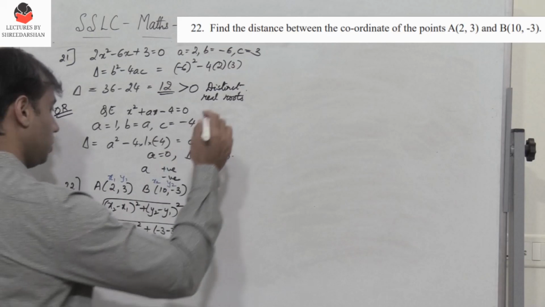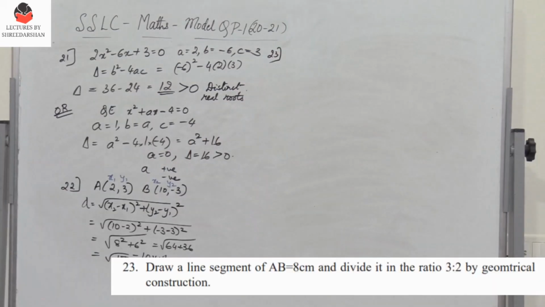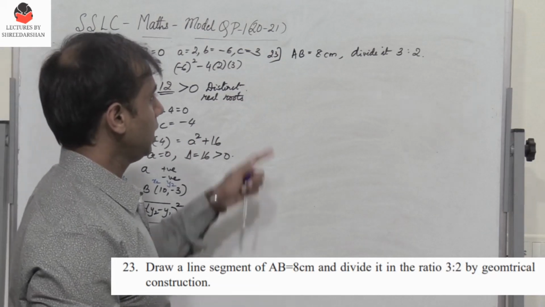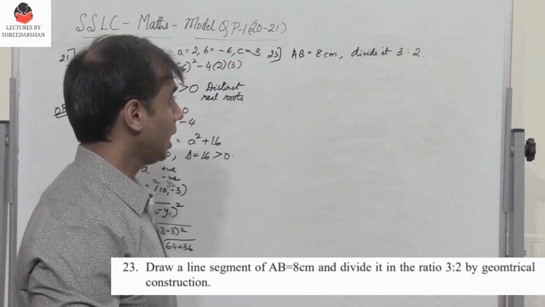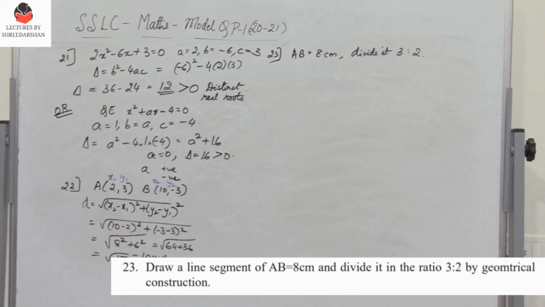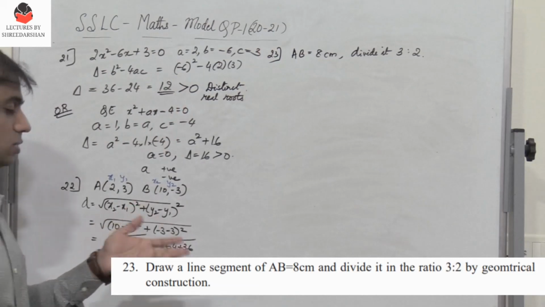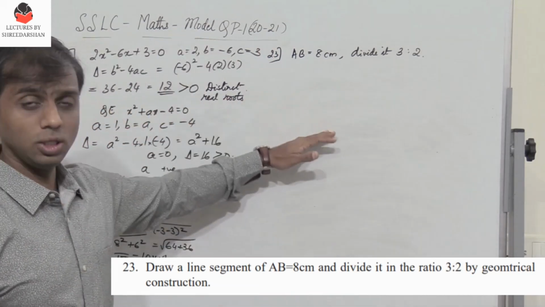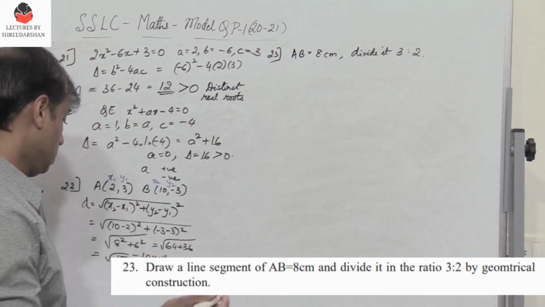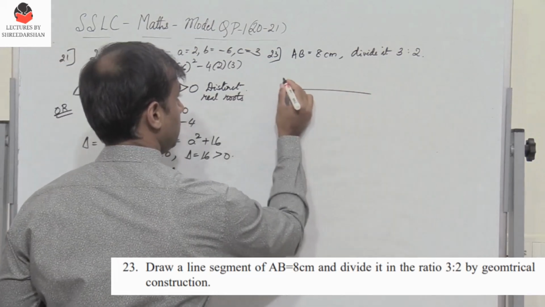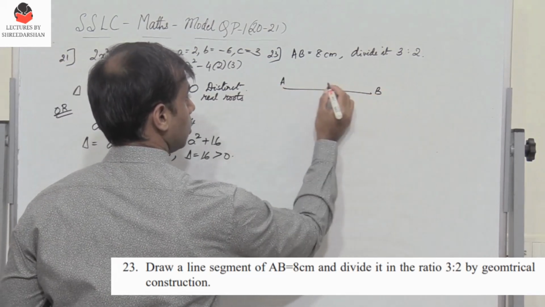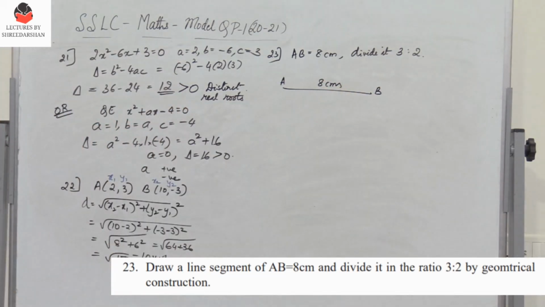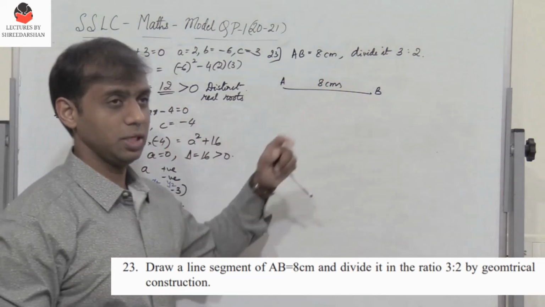Now you have problem 23. Problem 23, draw a line segment. So here problem 23, I have a line AB equal to 8 centimeters and I need to divide it in the ratio 3:2 by using geometrical construction. I'll very roughly show it how you need to do it. You have to do it properly. So now you draw AB of length 8 centimeters. Okay, so this is the first step. So make sure that you draw AB of length 8 centimeters.